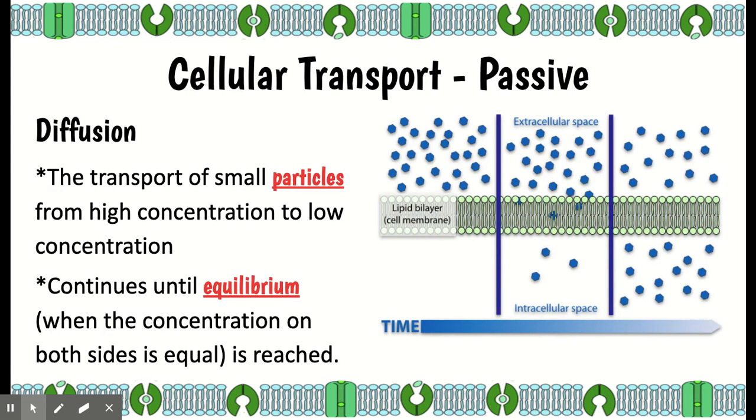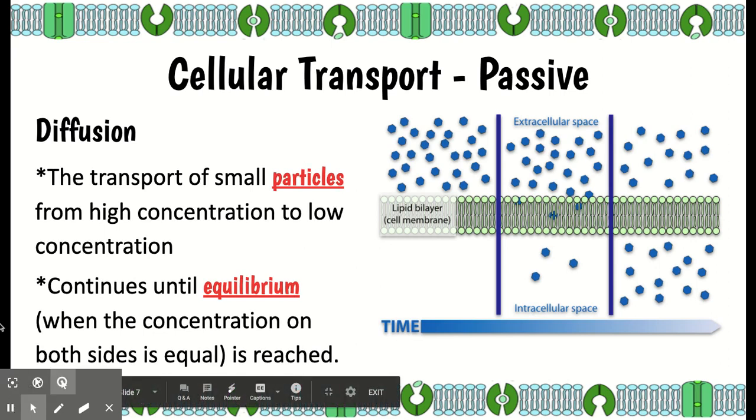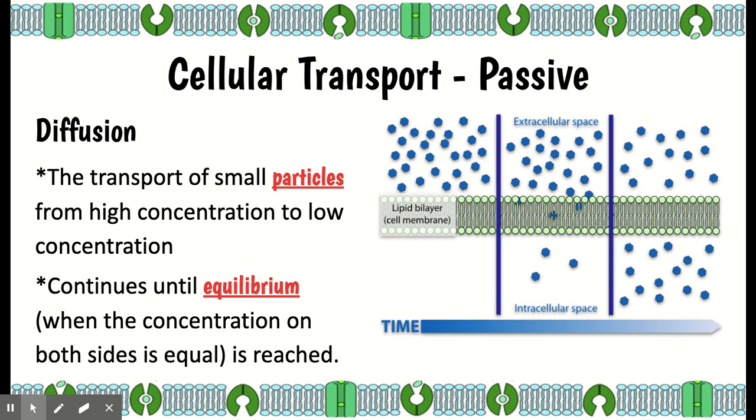So diffusion is our first type of passive transport, so it doesn't need energy to get things in and out of the cell. This is the transport of small particles from high concentration to low concentration. When we're talking about particles, we're talking about things like oxygen and carbon dioxide, not a liquid, right? Particles are going to be very important to make our cells run properly.